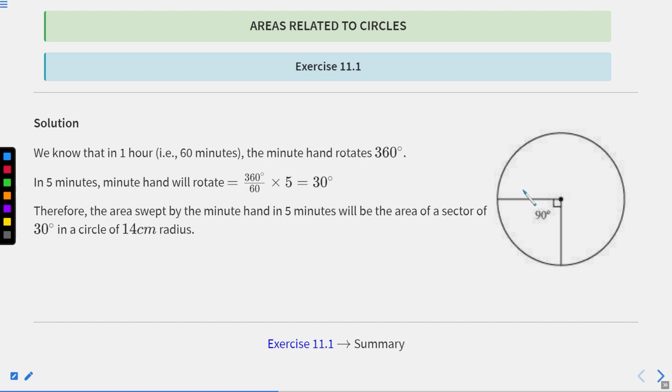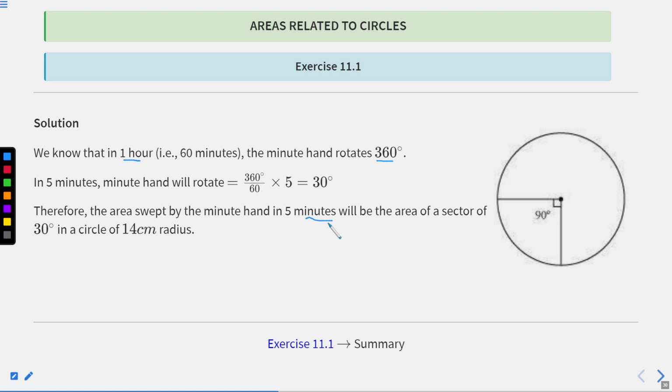Suppose this is your clock. We know that in 1 hour, that is 60 minutes, the minute hand rotates 360 degrees. In 5 minutes the minute hand will rotate 360 degrees divided by 60, into 5, which is equal to 30 degrees. Therefore the area swept by the minute hand in 5 minutes will be the area of a sector of 30 degrees in a circle of 14 centimeter radius.